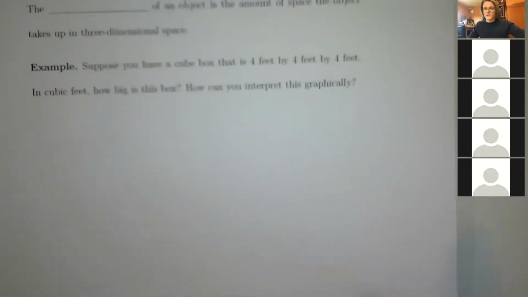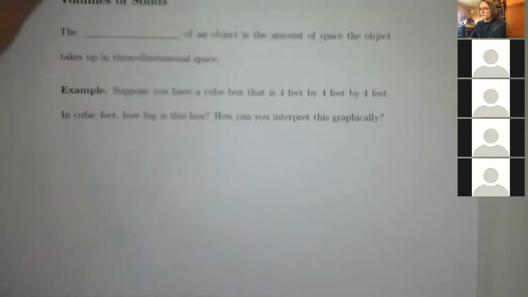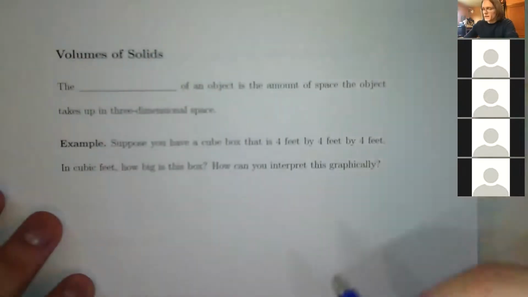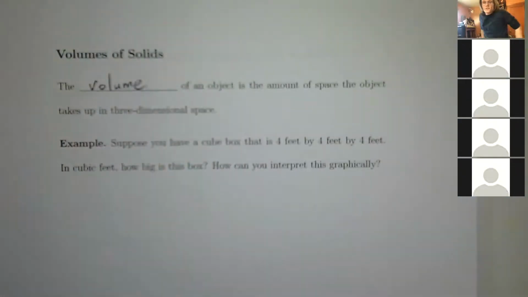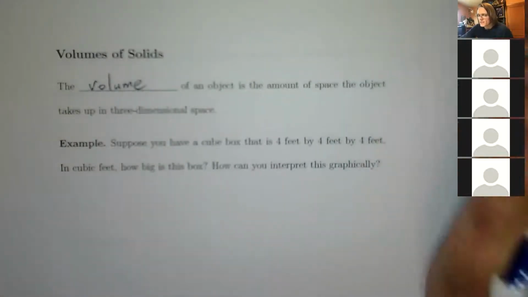So moving on, let's actually compute these volumes. The volume of an object is just like the area is the amount of space a figure takes up in the plane. The volume is the amount of space that an object takes up in the three-dimensional realm. So everything has just been bumped up a dimension. Just to get an idea of what that means, let's look at an example.